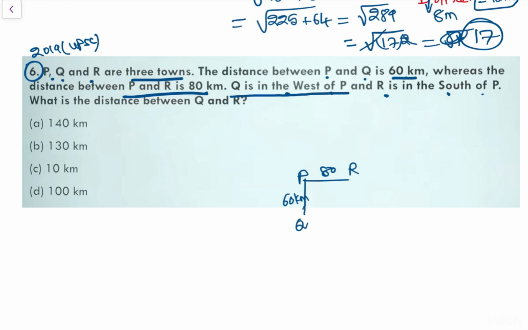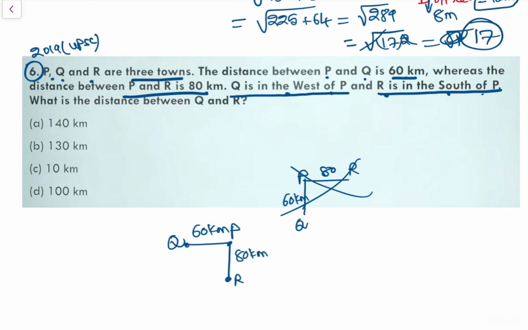So here, okay, this is not the case. Q is to the west of P. So here is P, Q is to the west of P, and the distance between P and Q is 60 kilometers. And R is in the south of P, that is 80 kilometers. Okay, what is the distance between Q and R?